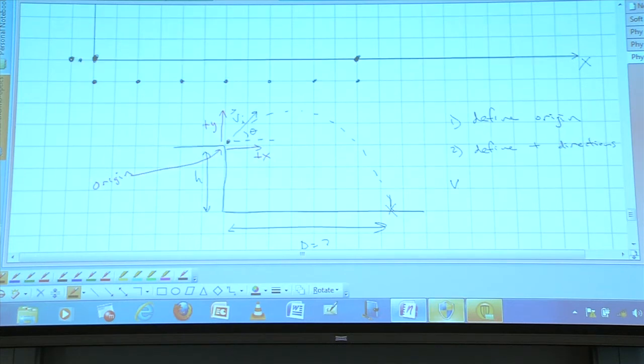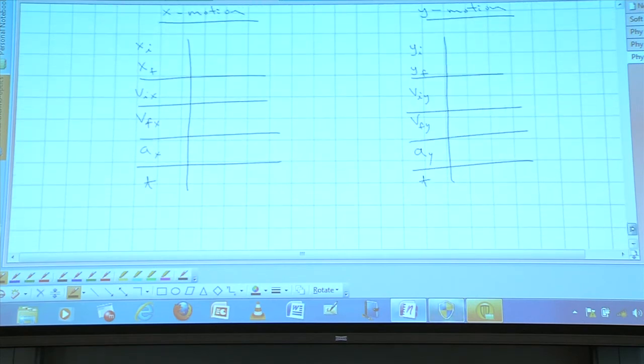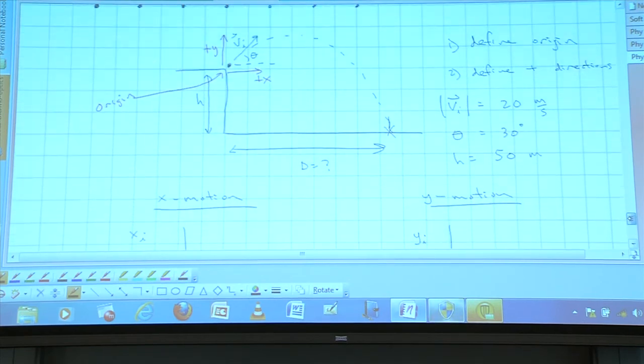Here, let's make v initial be 20 meters per second, and theta can be, how about 30 degrees, and h 50 meters. Sound good? So let's start filling in what we know and what we don't know.